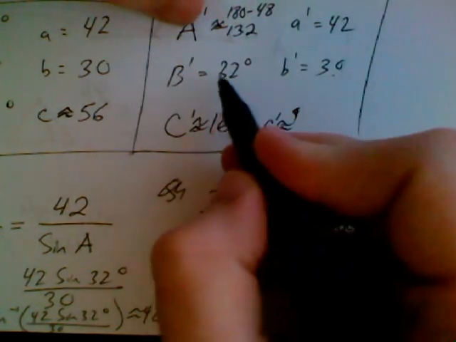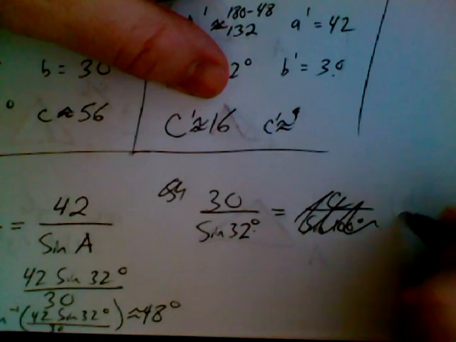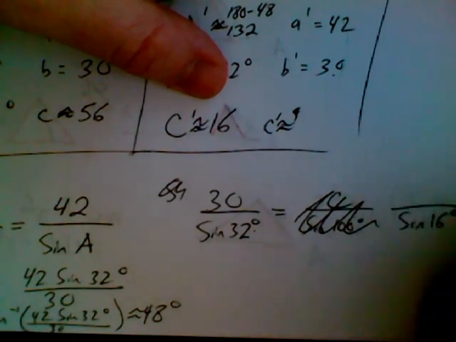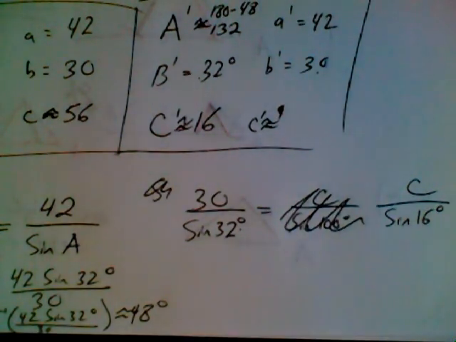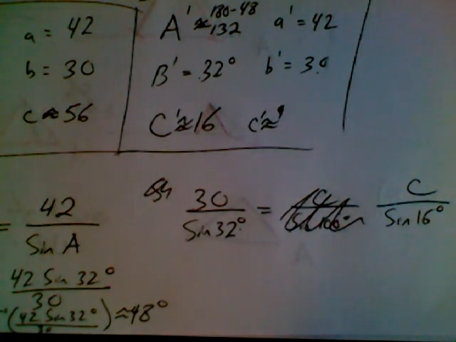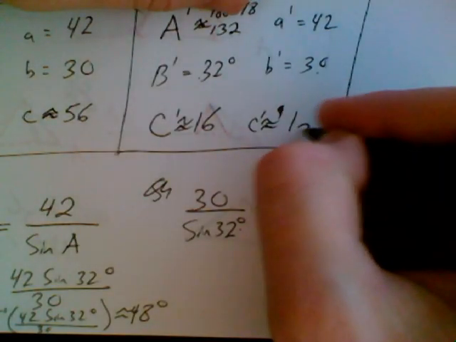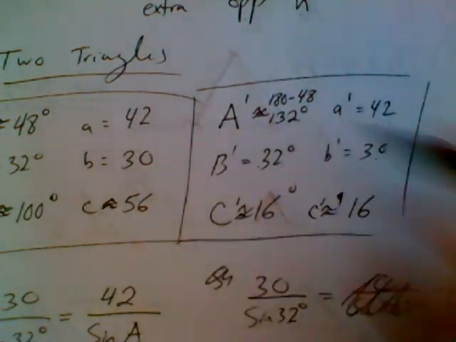Then the last thing I have to do is utilize this thing here. Again, 30 over the sine of 32 is supposed to be equivalent to sine of 16 on the denominator and my missing c on top. When I type that into the calculator, very carefully, I'm going to have 30 times the sine of 16 divided by the sine of 32. That's actually going to give me a value of 15.6, which is going to round up to 16. Okay, so these are the degree measures.